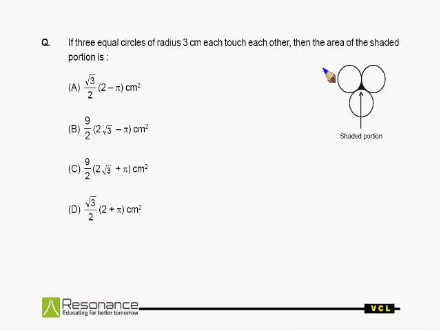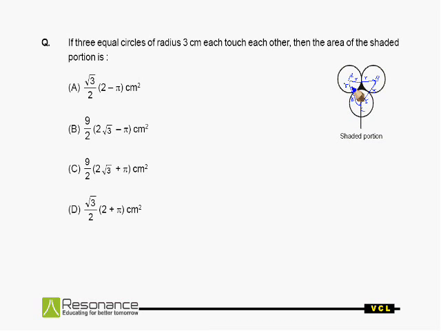In this question we are given three circles, each of radius 3 cm, which are touching externally, and we have to find the area of this shaded portion. Let the centers of the three circles be A, B and C. Now we join these three centers by straight lines. This distance is the radius, and this distance is also the radius.